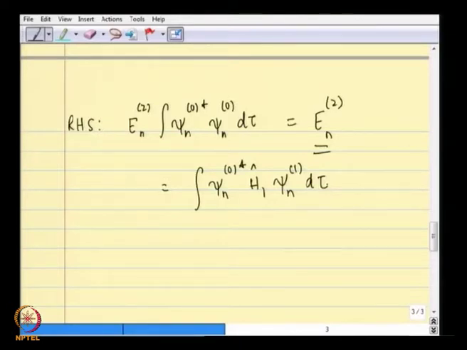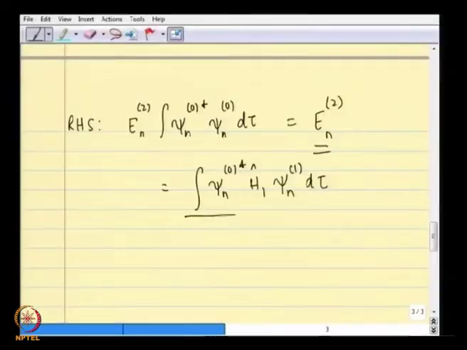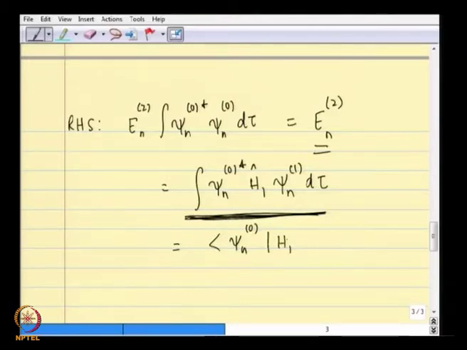Please note that the h1 does not act on the wave function to give you a diagonal correction, because h1 is a perturbation. Therefore, we do not have that property; it has both diagonal and off diagonal contributions. Therefore, the second order correction is given by this integral. In terms of Dirac kets, it is psi n0 h1 psi n1, En2.